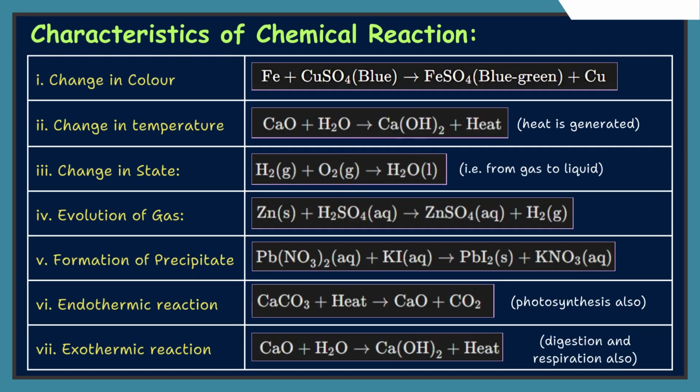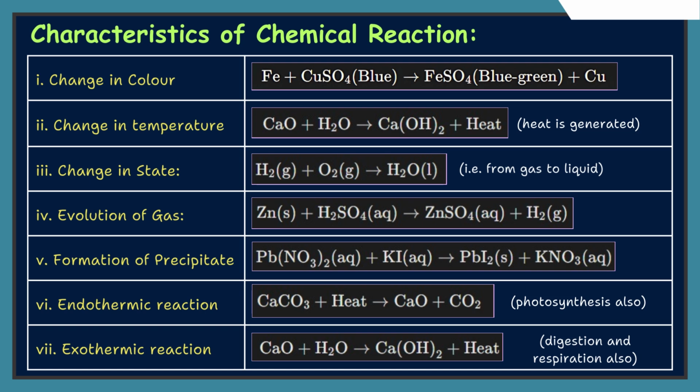How can we tell if a chemical reaction has happened? There are some things to look for. First, there might be a change in color, like something going from blue to green. Second, there could be a change in temperature. Things might get hot or cold. Third, the state might change, like a gas turning into a liquid. Fourth, you might see an evolution of gas, which means bubbles are formed. Fifth, you could see the formation of precipitate, a solid forming in a liquid.